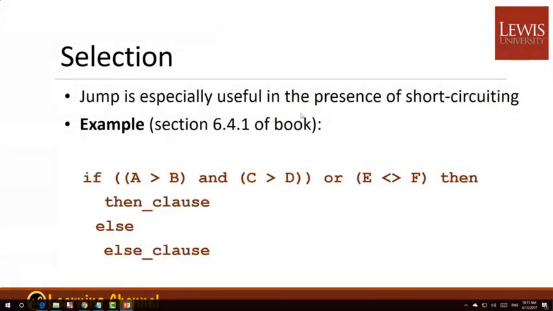Selection jump is especially useful in the presence of short circuit. Okay, this is a part we need to be careful with. I mentioned short circuit already, and right here, A and B, you will short circuit: if A greater than B is false, then C and D will not be executed. And with this or, if A and B and C and D are true, then this E not equal to F will not be executed. So those short circuits need to be handled carefully.